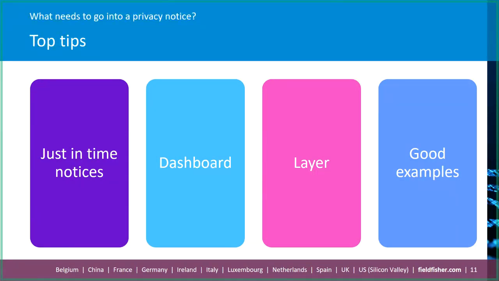You could also have layers where you have lists. For example, if you don't want to list all of the third parties you're sharing information with within your privacy notice, you could have a link. And behind that link, you could then list the third parties. What's also useful there is that you can then change those lists as and when your third parties change.